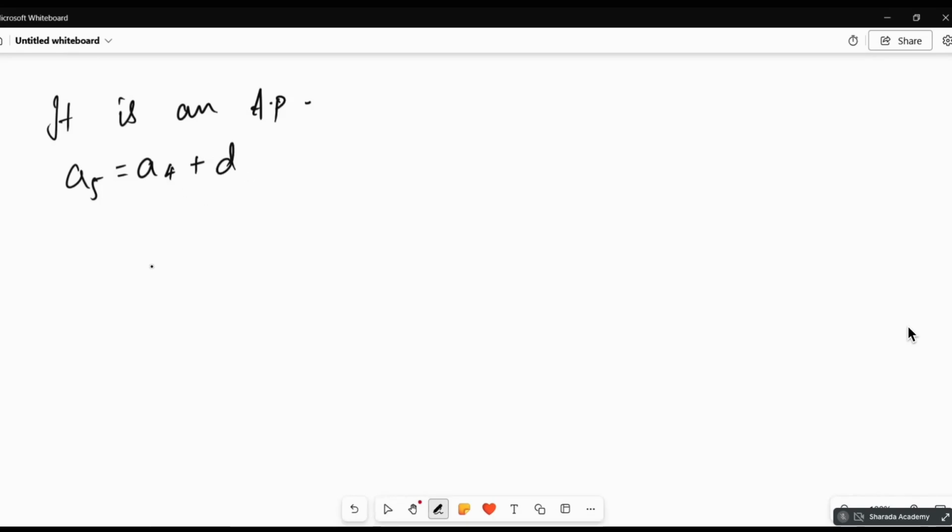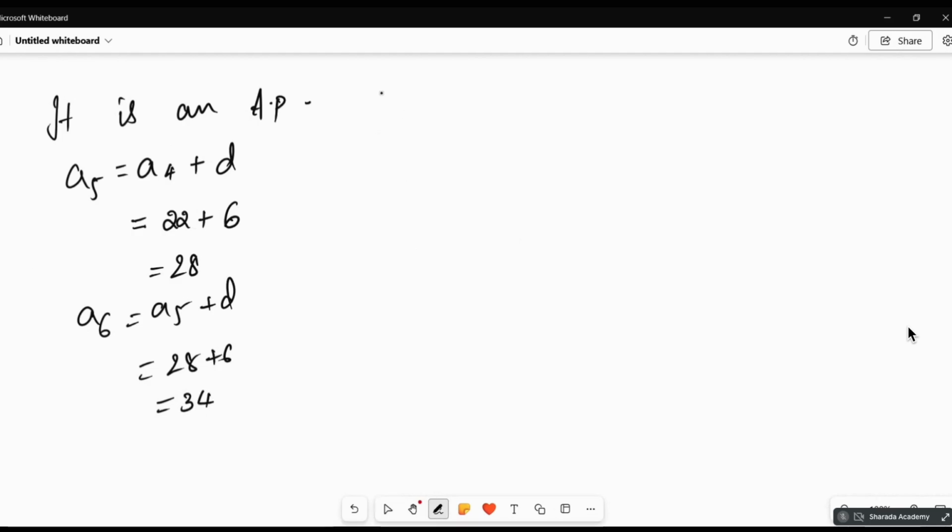So A5 is A4 plus D. A4 is 22. 22 plus 6, so it is 28. And A6 is A5 plus D. So 28 plus 6, that is 34.